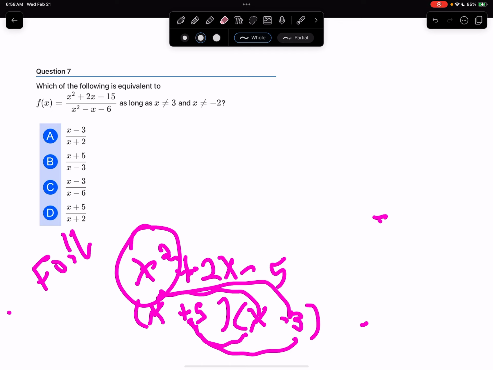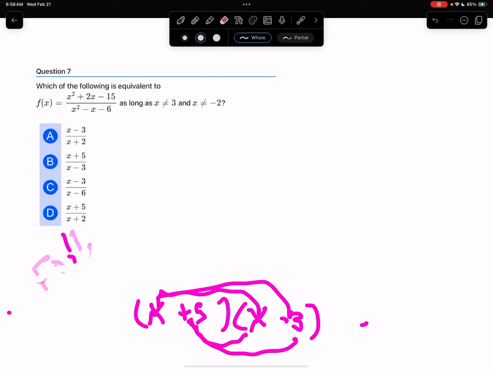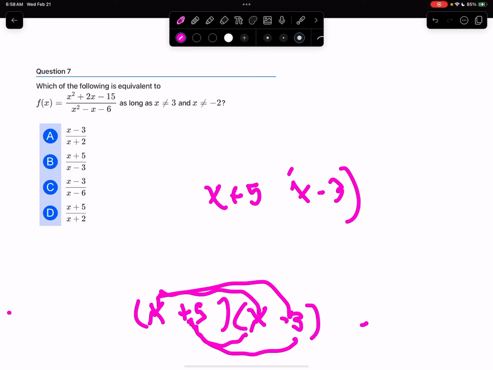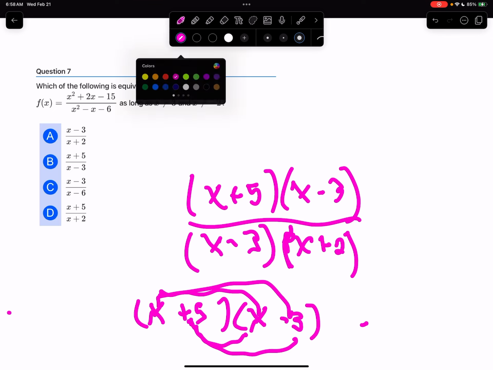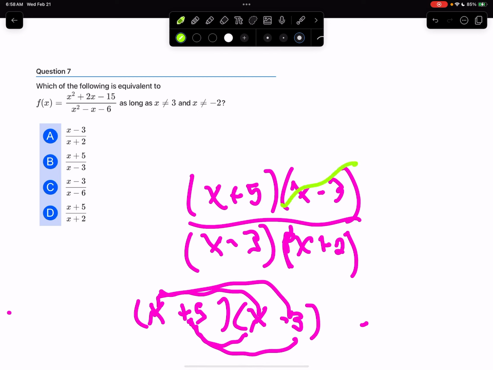So the top is x plus 5 times x minus 3. And on the bottom we had x minus 3 and x plus 2. Notice that we have the same factor on the bottom and the top. We can cancel some stuff out here. So I'm looking at the x minus 3, and the x minus 3 is gone. And then you have your answer.